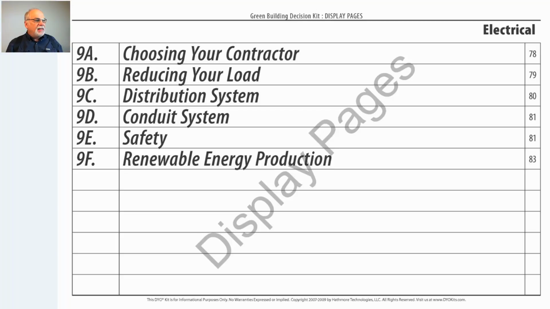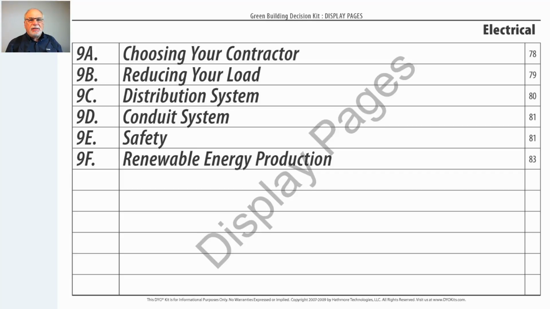We're now looking at page 9 of the DYO Green Building Decision Kit. It is wall page number 9 under Electrical. 9A is choosing your contractor. 9B is reducing your load, which is important if you're looking into renewable energy, for example.